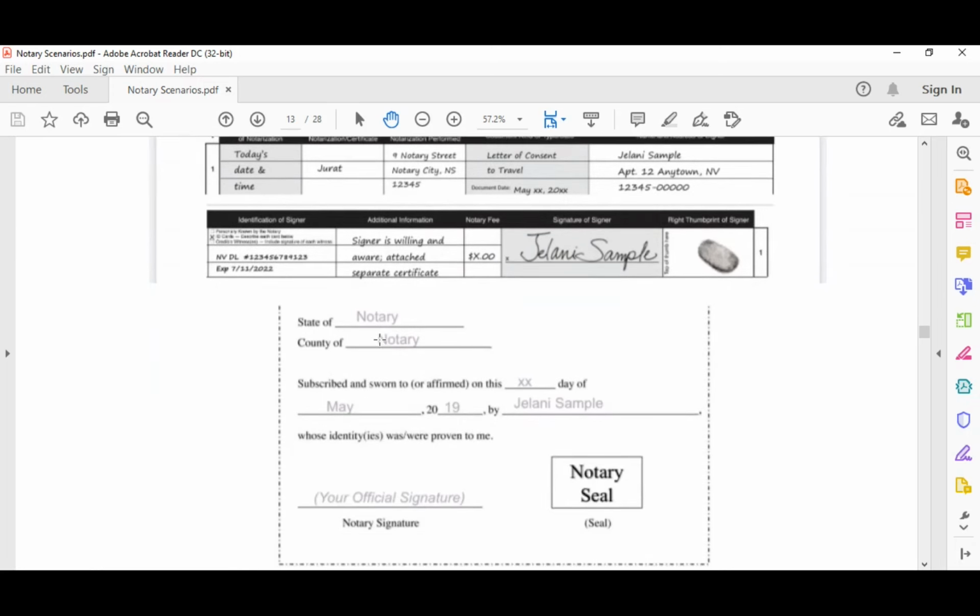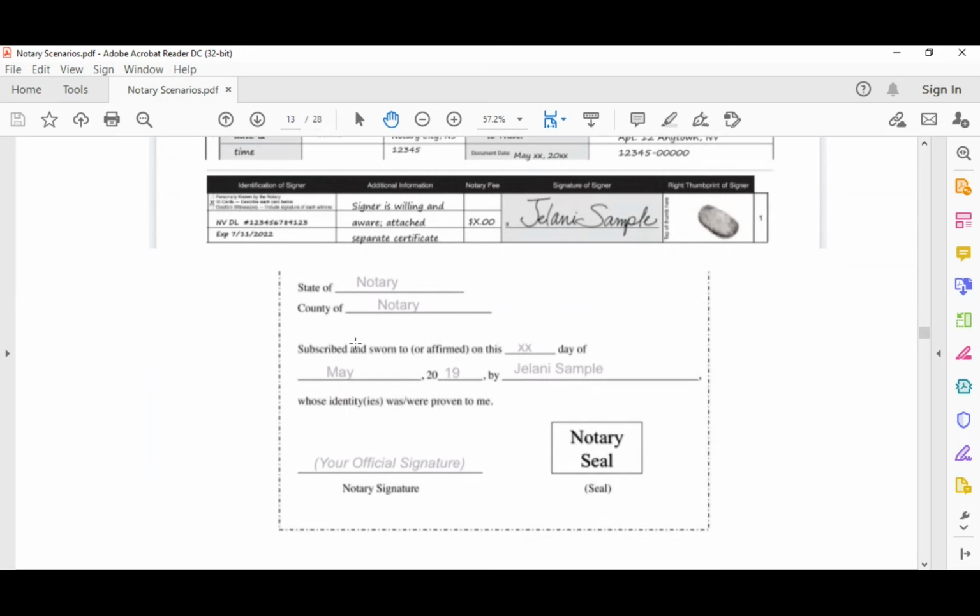Here we attach the loose certificate. You're going to fill it out here. Subscribe and so on. So you're going to have him say an oath. Then you're going to fill this out. Okay.